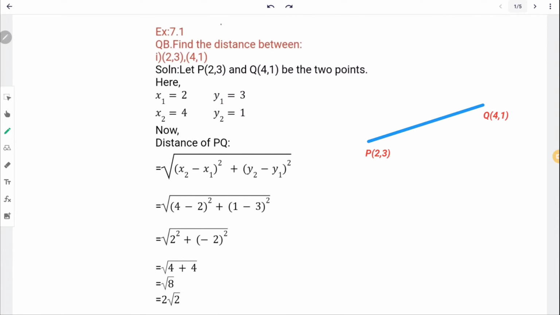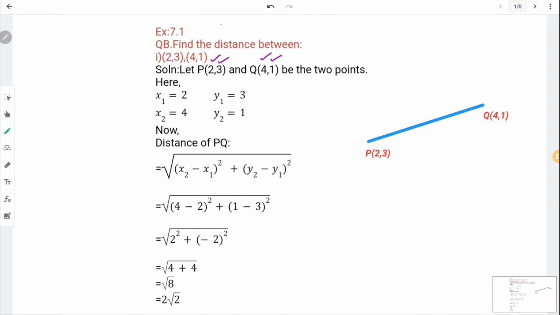Okay, so we'll be starting exercise 7.1, the distance formula. So the first question: find the distance between (2, 3) and (4, 1). So those are 2 points. We're going to take them to be P and Q. All right, so from here, let's write down first x1, y1, x2, and y2. So this is your x1, y1, x2, y2.